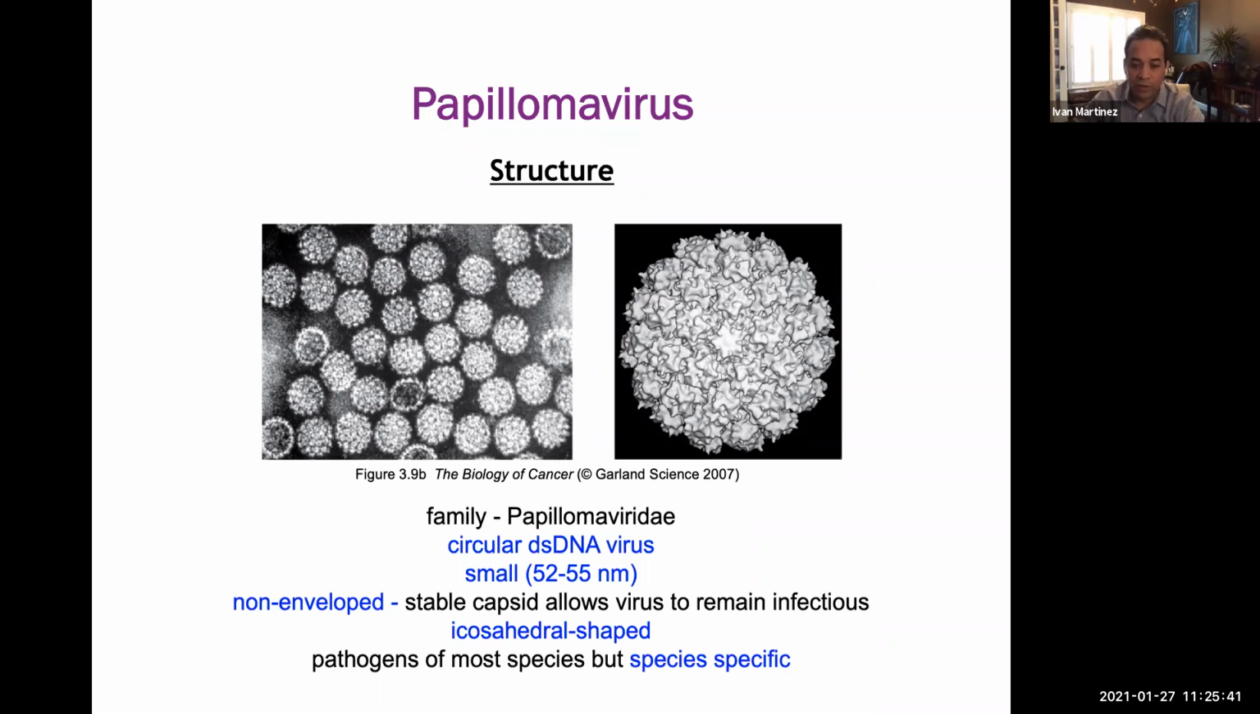For every mammal that we know exists on this planet, we have already identified a papillomavirus that infects it, from rabbits to humans to whales to anything you can think of. But papillomaviruses are very species-specific. Human papillomaviruses only infect humans, rabbit papillomaviruses only infect rabbits, and so on.